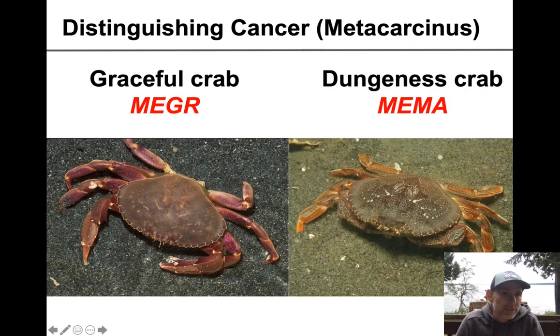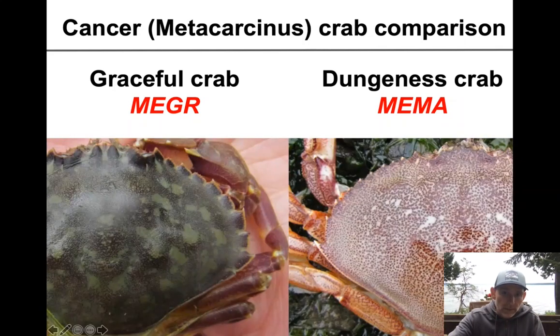So how do we distinguish these two crabs side by side? If you're looking at two juvenile crabs, a graceful crab and a Dungeness crab, they look very, very similar, but by carefully examining the carapace, we'll see that the graceful crab is whitest at the 9th tooth, and the Dungeness crab is whitest at the 10th tooth. That's the easiest way to tell these two species apart.